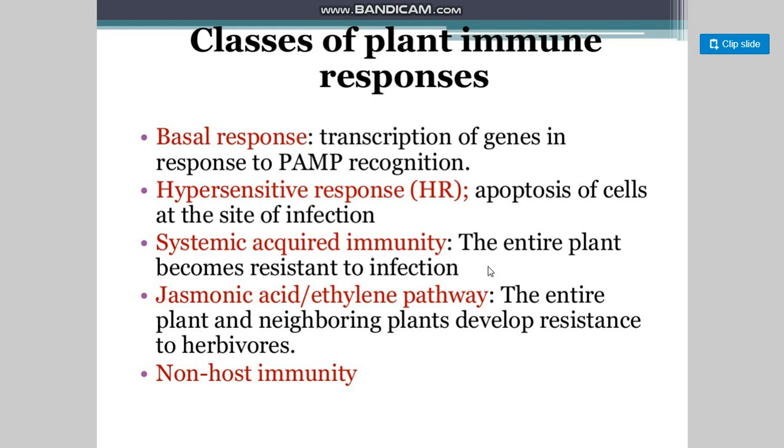Classes of plant immune responses: basal responses, like transcription of genes in response to PAMP recognition; hypersensitive response, apoptosis of cells at the sites of infection; systemic acquired immunity, where the entire plant becomes resistant to infection; the jasmonic acid ethylene pathway, where the entire plant and neighboring plants develop resistance to herbivores. The last one is nonhost immunity.